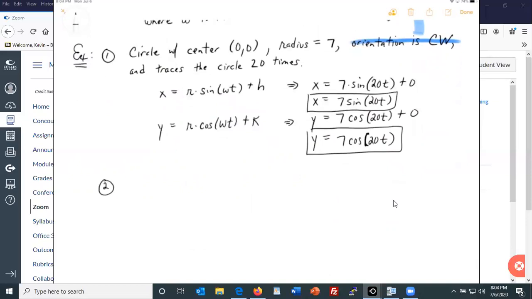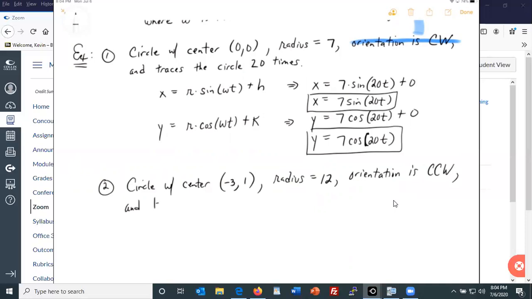So let's say we now have a circle with the center at, let's say, -3, 1. Let's say the radius is 12. Orientation is counterclockwise, CCW, and traces the circle 4 times.